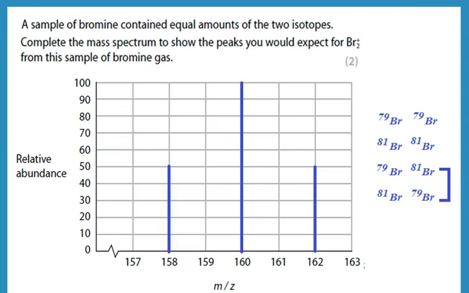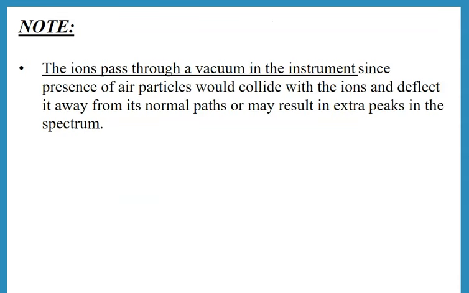So what about the one where I have one of them 79 and the other 81? In that case, I have 2 choices out of 4, and that means that the peak for this one, which is at 160, should be twice the relative abundance of the other 2 peaks. Do we understand this? Okay, so this is the kind of spectrum that we should draw for this.